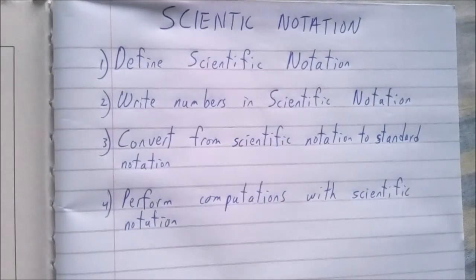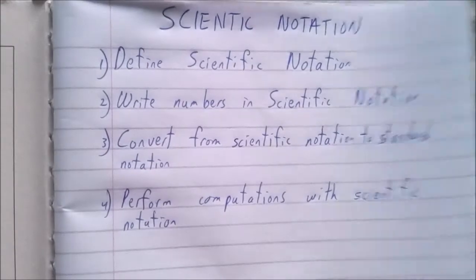Now, why is this important? Well, because sometimes we deal with extremely large or extremely small numbers, and we need to be able to express them in a way that we can understand them. Okay, so let's start with our first one, define scientific notation.